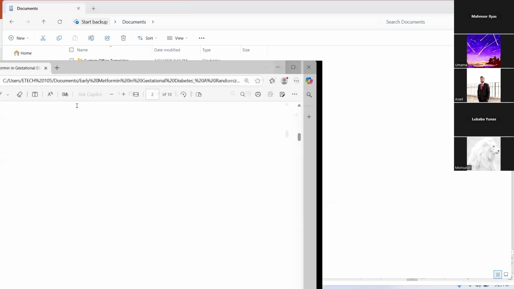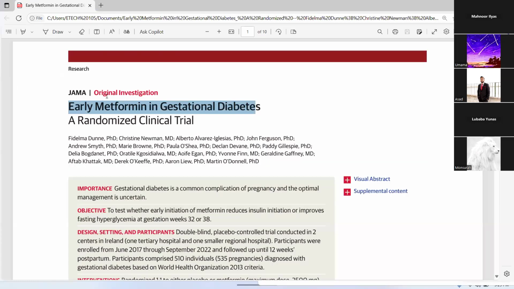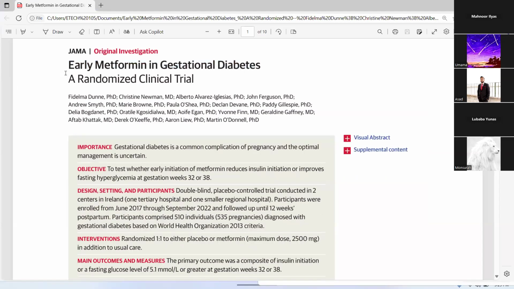Okay, focus on the title of the study. My title is Early Metformin and Gestational Diabetes, a randomized control trial. So, what did I get from this? Any drug mentioned in the title shall be your intervention. Now I'll tell you about two different types of controls, so it will be clearer. My intervention is metformin, and my patient population is those with gestational diabetes. And my S, meaning study design, is randomized control trials.